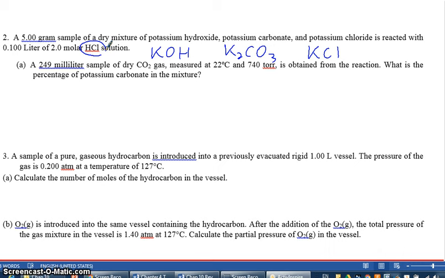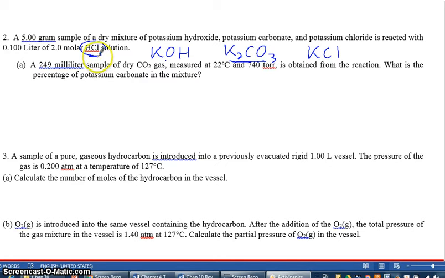Now, whenever you react each one of these with an acid, for HCl versus KOH, you'll get a neutralization reaction. For the other one, you also get a neutralization reaction for K2CO3, but it'll produce a gas. For KCl, you won't get any reaction. So really, the only reaction that we care about that will produce a gas, this is a gas type question, will be between HCl and K2CO3.